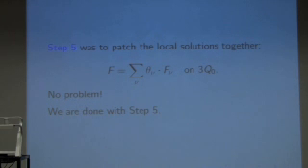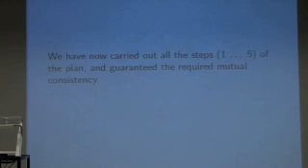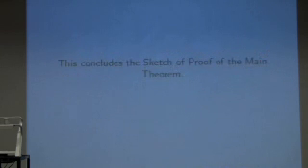Well, there's the formula. It makes perfect sense now that the theta nu and the f nu are well defined. And we're done with step 5, and now we simply hope that it works. We have carried out all of these steps and guaranteed the required mutual consistency, and it works. And that's the proof. This concludes the proof of the main theorem.